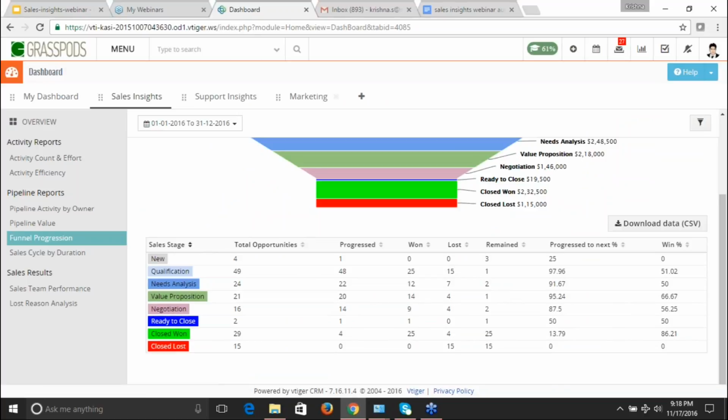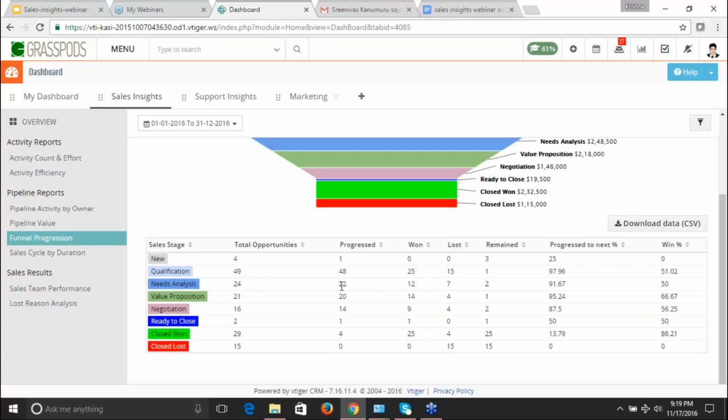Now when I look at the sales stages on the left-hand side and the total number of opportunities that entered that sales stage, and how many actually progressed, and how many we ended up winning, and how many we ended up losing, and how many remained. As I go down this funnel, my win rate has to start increasing. One of the things that is surprising to me is that we had 49 deals that went through qualification, and 48 of those actually progressed, and we ended up winning 50% of them, which is actually very good.